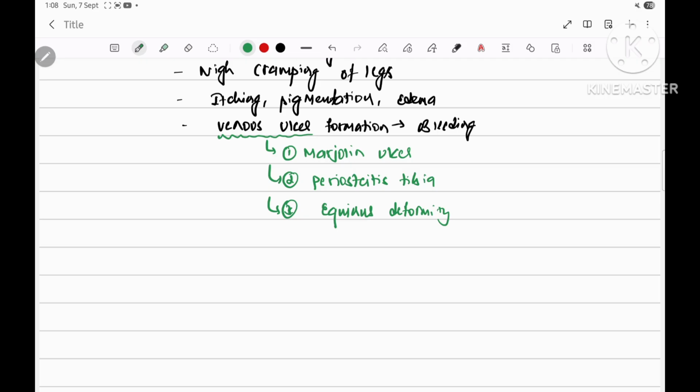In case of this varicose ulcer, the patient starts walking on toes to relieve the symptom. While walking on toes, it becomes a habit, and this leads to the shortening of tendons, due to which there is the equinus deformity.